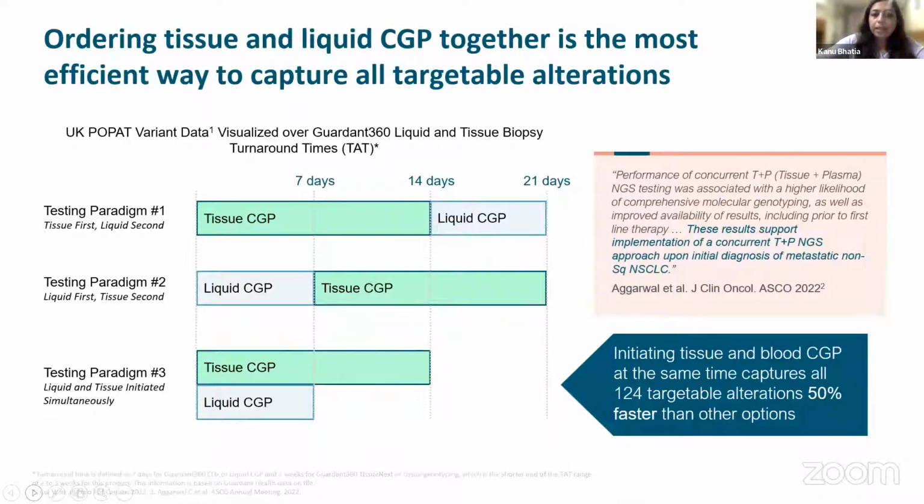So this will probably help you understand better the paradigm one, where you send and wait for the tissue result. It will take 14 days, like I said. If the tissue result is negative, then you send the liquid biopsy. So a total of 21 days if you are following the sequential approach. But if you send both of them concurrently, then you will have an answer. If the liquid biopsy comes positive in 7 to 10 days, or maximum by 14 days, you will have an answer about the tumor biology for the patient, and you can map out the treatment protocol for him or her.